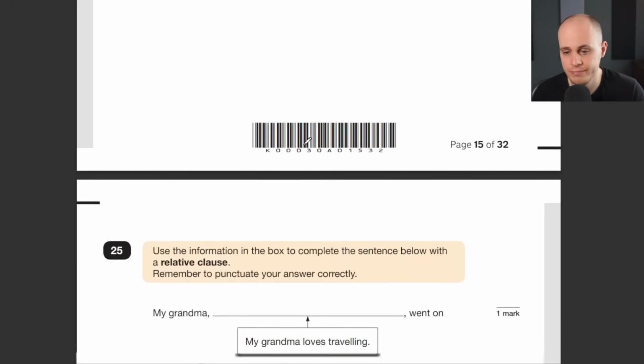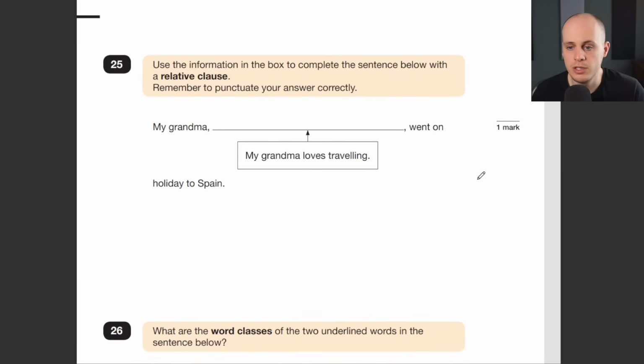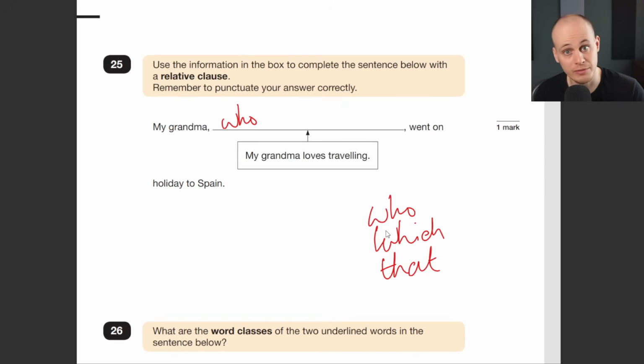Pretty easy. Number 25. Use the information in the box to complete the sentence below with a relative clause. So relative clauses, guys, start with relative pronouns, the most common ones being who, which, or that. So let's see if we can do it. "My grandma, and we've got some information, went on holiday to Spain." So we need to show that my grandma loves traveling. So my grandma, who, we don't want to say which or that, that would be very rude for a person, who loves traveling, went on holiday to Spain.